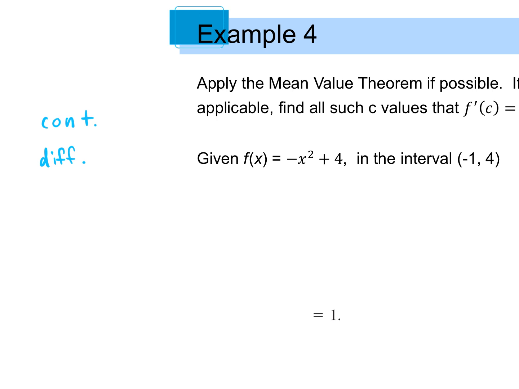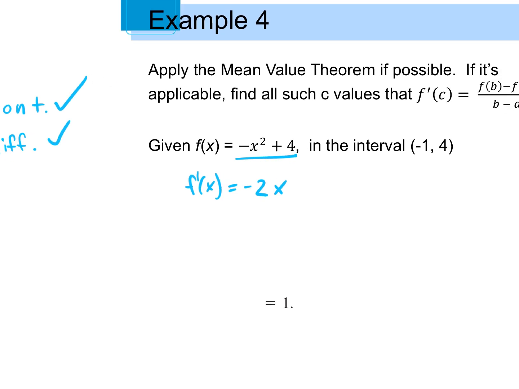Is our graph continuous here? Is there any x value that I can't plug in? No, it's a parabola, so it's continuous. Is it differentiable? Let's take the derivative and see what we get. So our derivative would be negative 2x. Is there any value I can't plug into x here? Nope, so it's differentiable. Perfect.